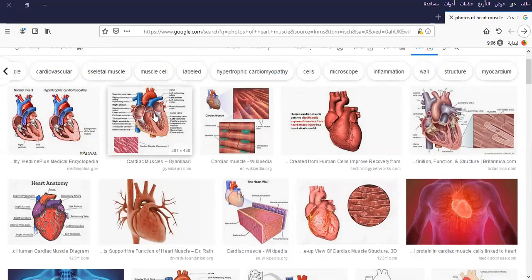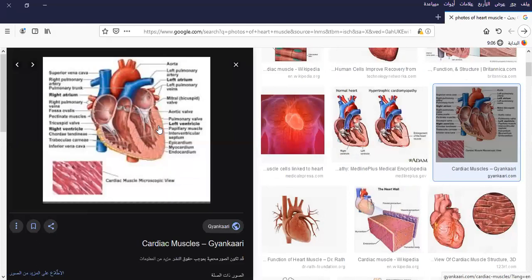The heart, as you see, is composed of two halves, or divided into two halves. The heart is divided into how many parts? Two parts or two halves. As you see, this is a septum or wall. You see it? You see this? Yes, this is a septum or wall that divides the heart into two halves.